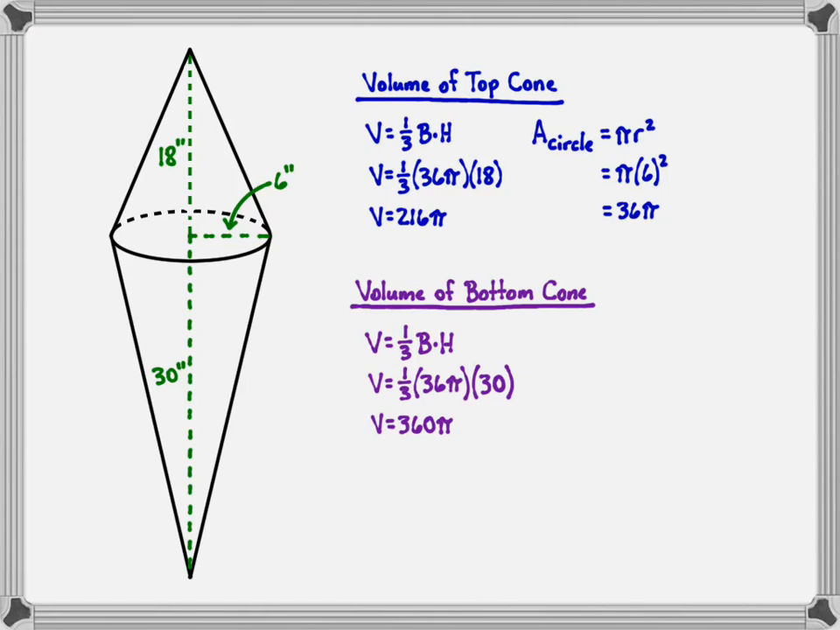And then because we want to find the volume of the whole thing, we're going to take the volume of each of the cones and add them up, and we end up with 576 pi, and the units on that would be inches cubed. All right, that wraps up the lesson on pyramids and cones.